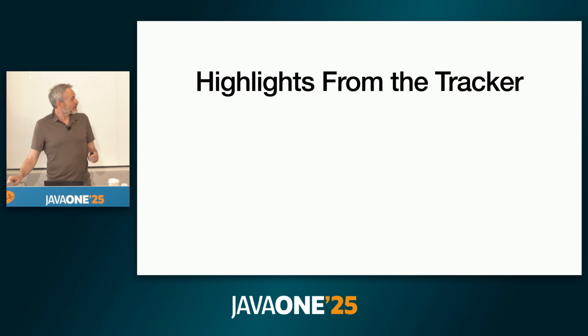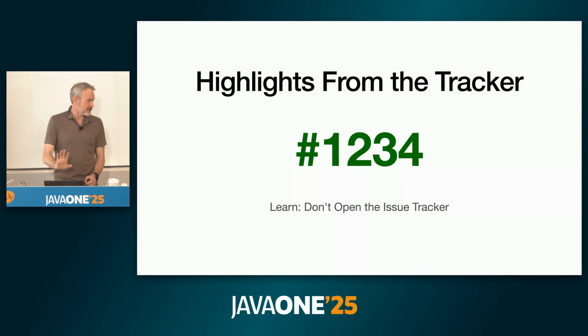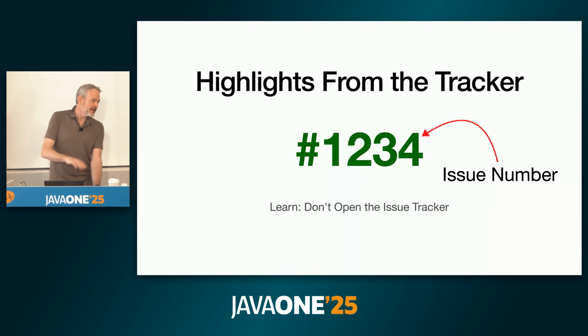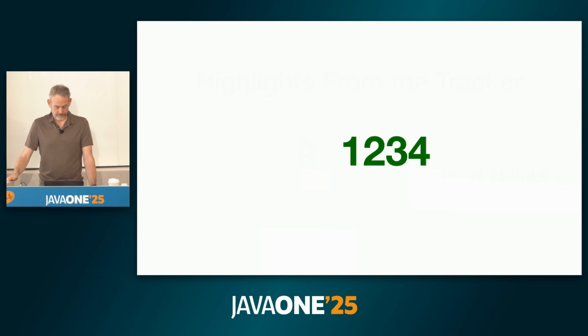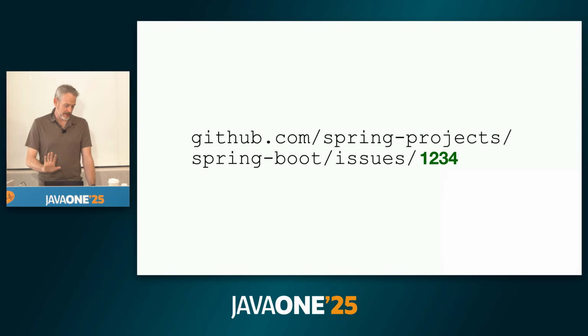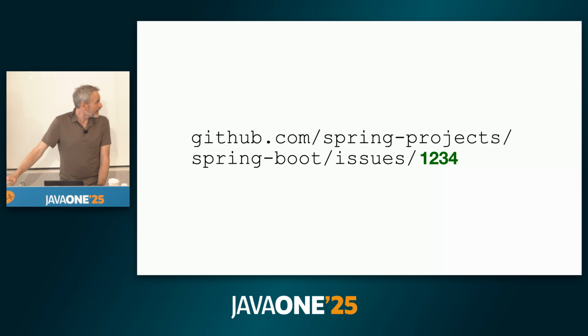So what we're going to do is look through highlights from the Spring Boot issue tracker. Each section is going to have a little bug number. This is the issue number. And then something useful that we learnt from this issue, so something that me or you can take away from it. If you want to look at the original source of the pain, then this is how you can convert the issue number into a URL and go and look at the full details and the fixes that went in.